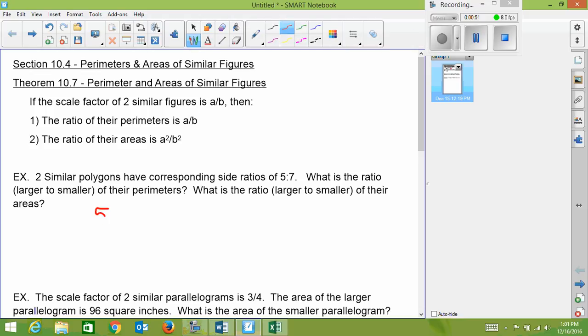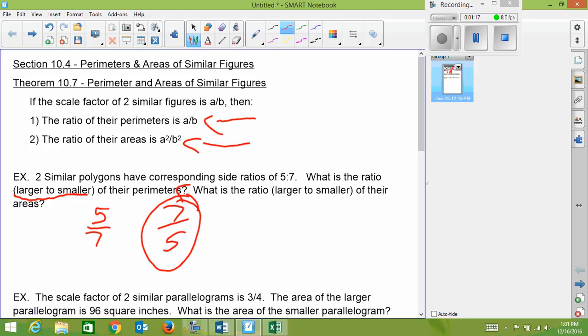So if I'm starting out with 5 to 7 for the side ratios, and then it says what is the ratio of their perimeters, well, if you go back up here and look at that statement, it's the same thing, except this says they want it larger to smaller. So the answer would be 7 to 5 for the first question. And it says what is the ratio larger to smaller of their areas. Again, they want the big one first.